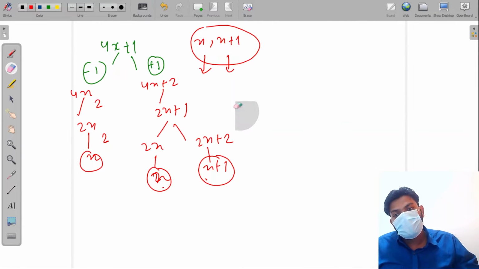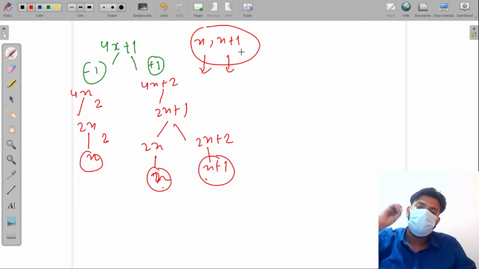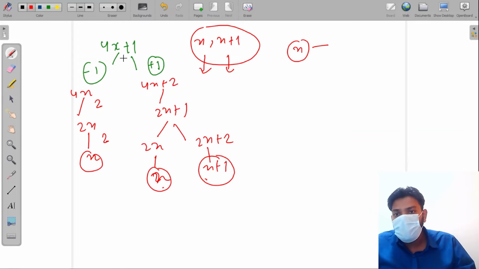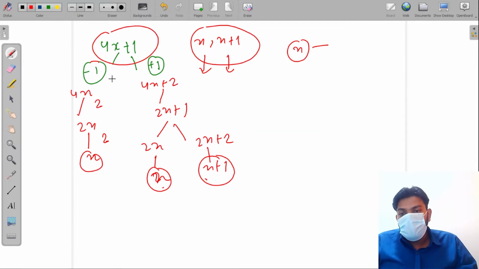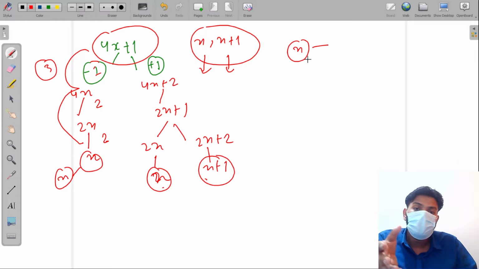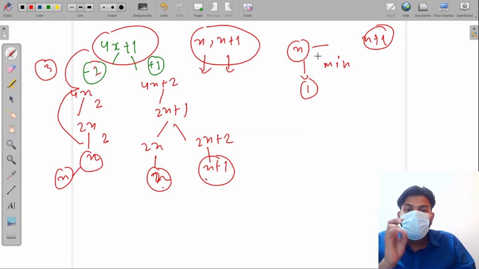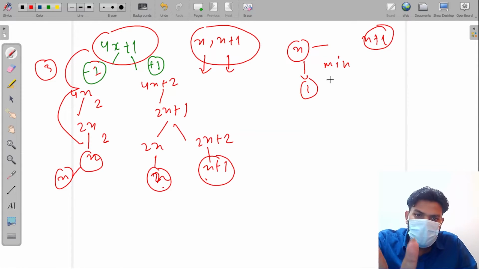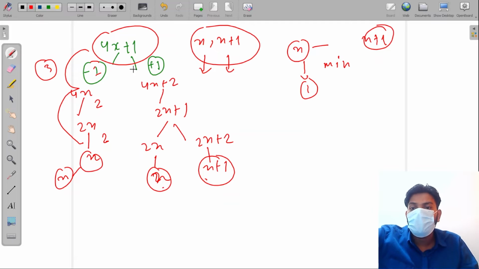You don't know whether x can be advantageous or x plus 1 can be advantageous. Suppose x is advantageous. Then how many steps do you have to take to reach x? If you decrease this number by 1, then you take only 3 steps to reach x. If x is advantageous, it means x takes the minimum steps to reach 1 as compared to x plus 1.